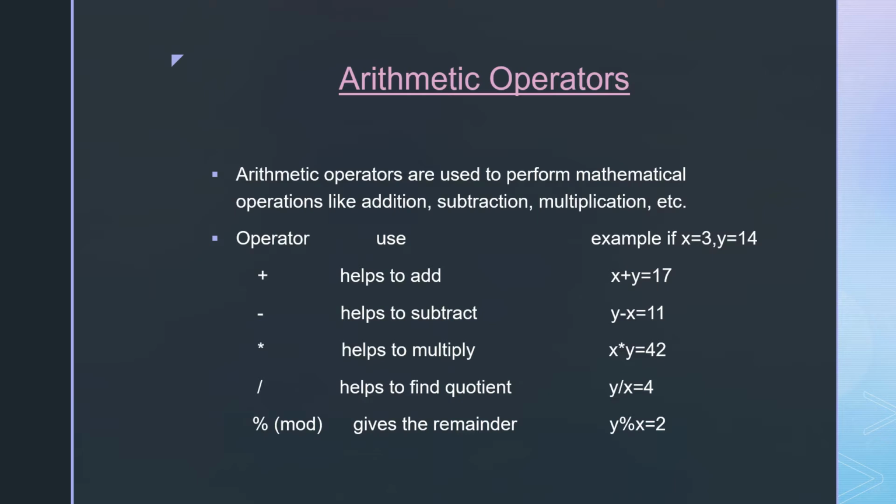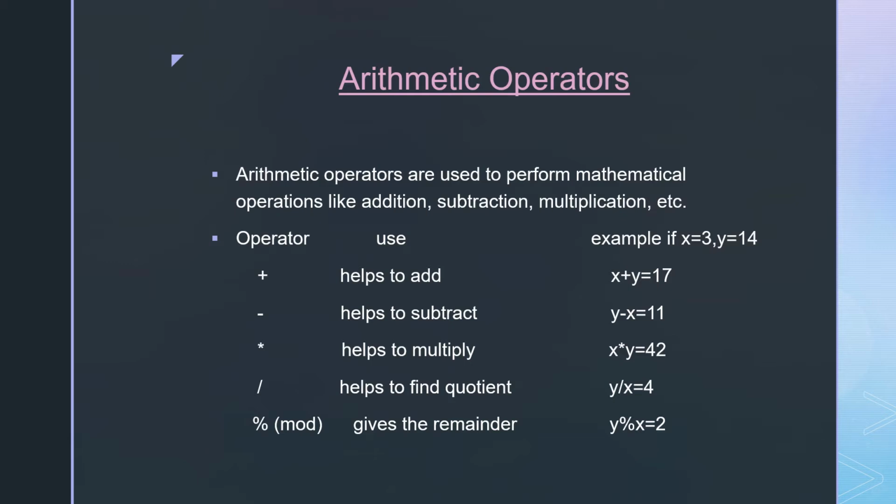The division sign, or the slash sign, provides only the quotient. Suppose I divide numbers; here I have taken x and y. Y is 14 and x is 3. If I divide 14 by 3, then 3 4s are 12. This is what we get, and 2 remains as the remainder. But when you use the division sign in Java, you only get the quotient. That is, 4 will be my answer. The remainder will be discarded. If you are using integer values and put the division sign, it will give you only the quotient, not the remainder.